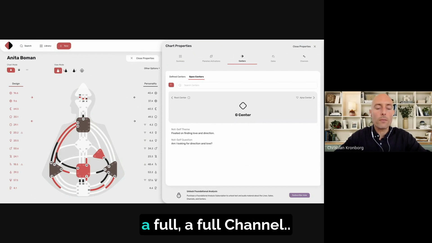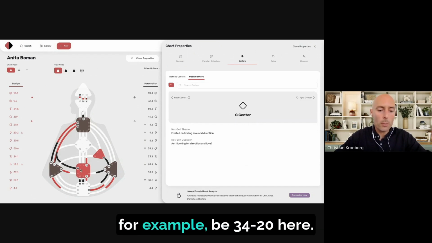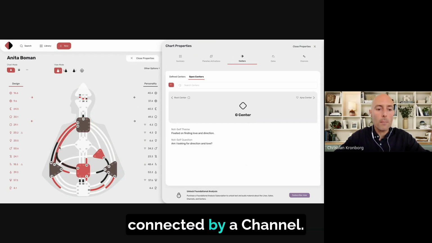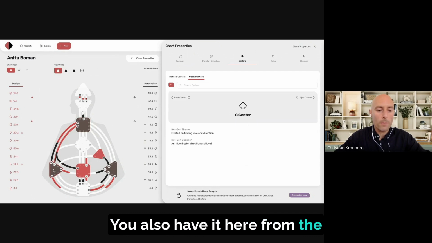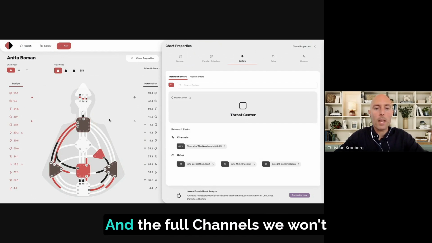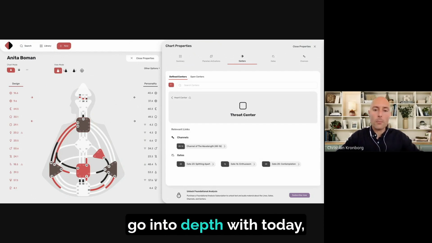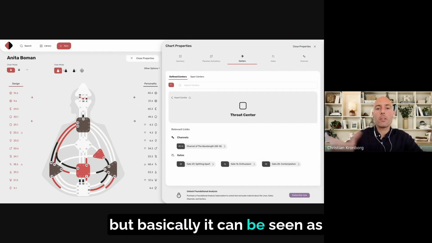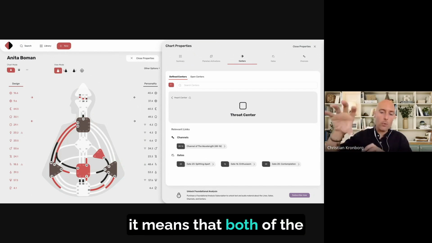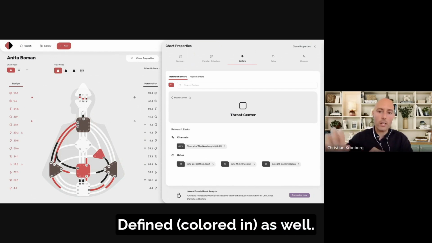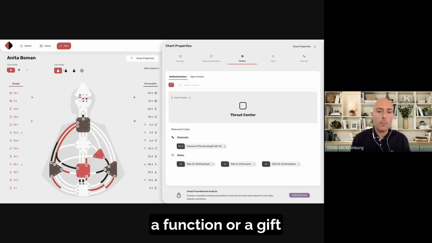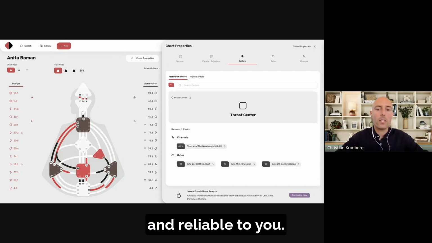When you have what's called a full channel, it could, for example, be 34-20 here. That's when two centers are connected by a channel. You also have it here from the spleen center up until the throat center. So there you have two full channels. And the full channels, we won't go into depth with today, but basically it can be seen as a communication between two centers. So when you have a defined channel, it means that both of the centers are defined as well. A full channel means that it characterizes a specific theme, a function, or a gift that's quite consistent and reliable to you.